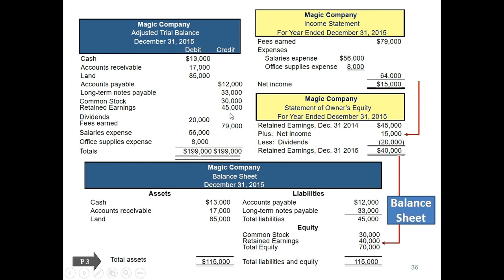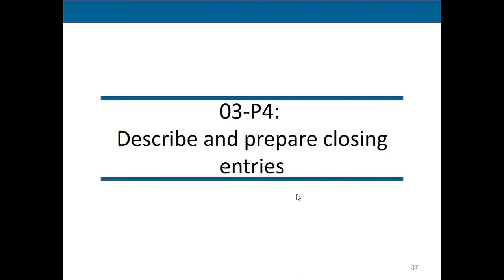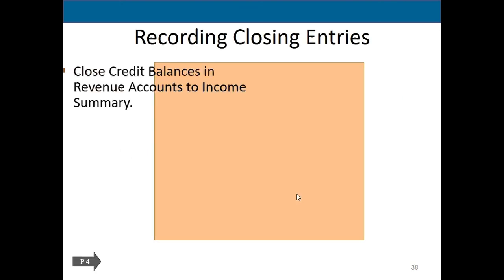Well, that's what comes next. Remember how I said it's going to stay the exact same thing until we complete the financial statements? Well, the financial statements are done. So how do we get all that stuff up into retained earnings? That's the process of preparing closing entries. That's what's going to happen next.